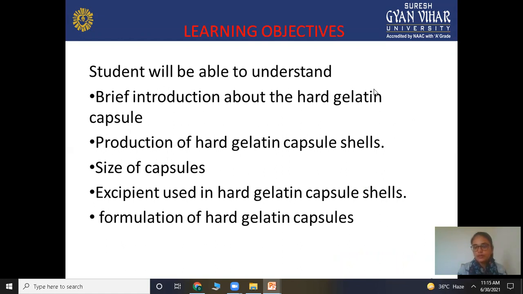A hard gelatin capsule has one shell covering the medicament, so you will learn how to produce this hard gelatin capsule shell. Then the size of the capsule, meaning different sizes are available, and how you select the appropriate size. Next are the excipients used in the hard gelatin capsule shell, which excipients are responsible for manufacturing the shell. Then formulation of the hard gelatin capsule, how we formulate it. These are the learning objectives of this lecture.